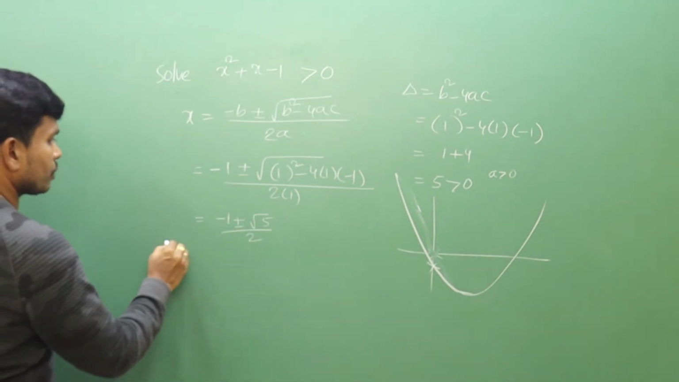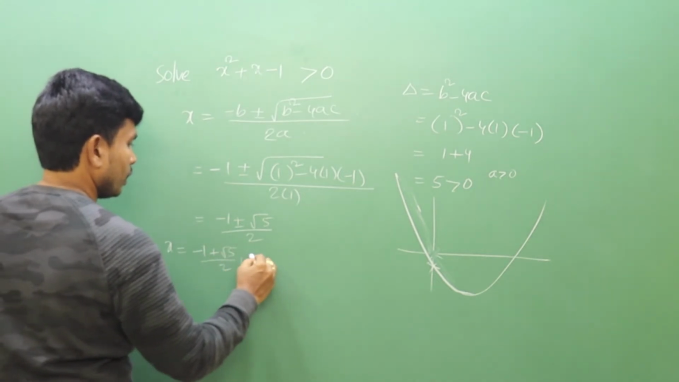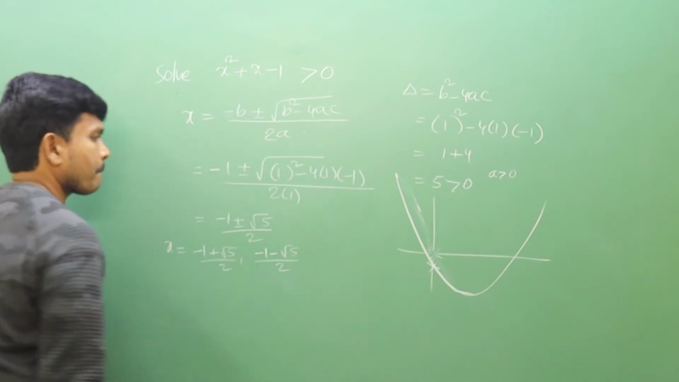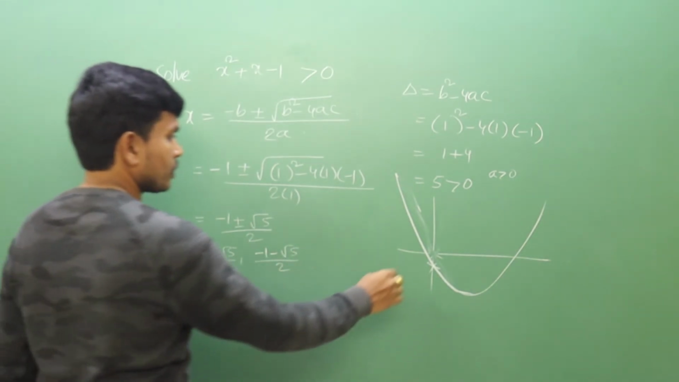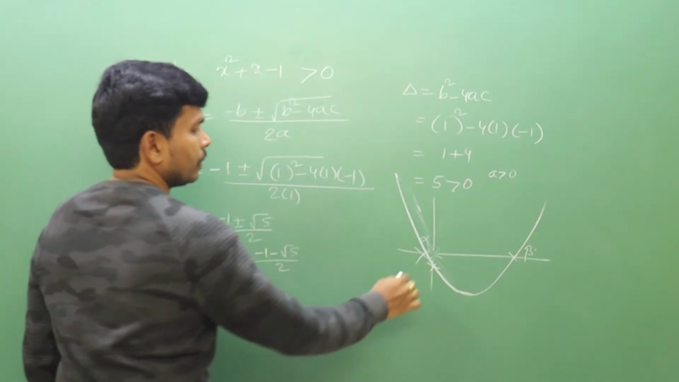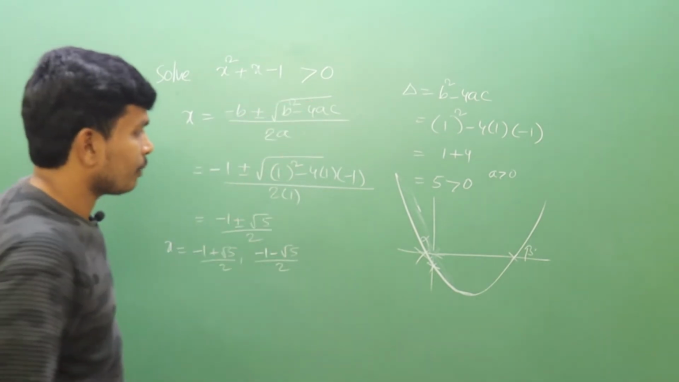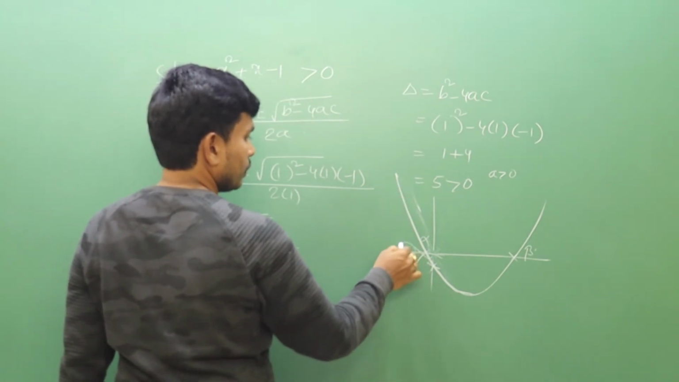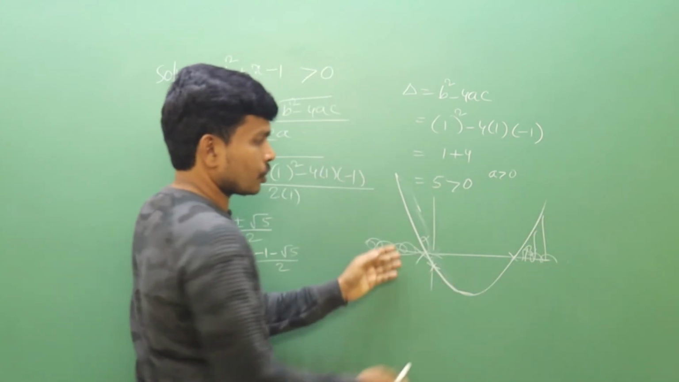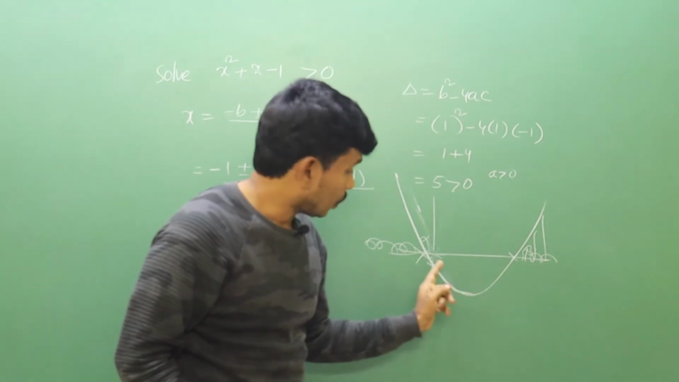So what are the zeros? One zero is minus 1 plus root 5 by 2. Another zero is minus 1 minus root 5 by 2. These are the roots: this is alpha, this is beta. Now you must get the positive values. When will we get a positive expression? Either this side or that side, where the related y coordinates are positive. Between alpha and beta, you get only negatives.